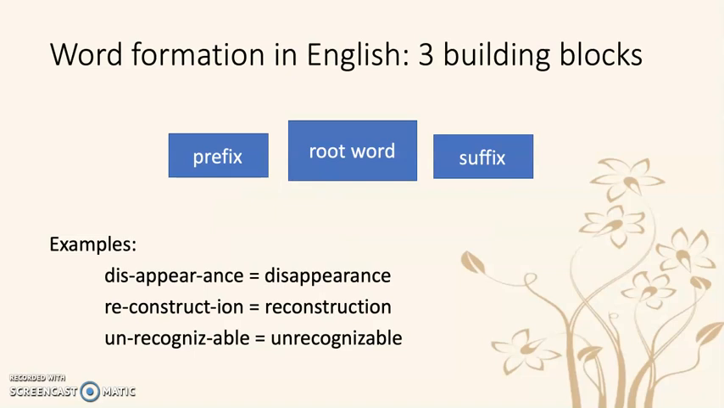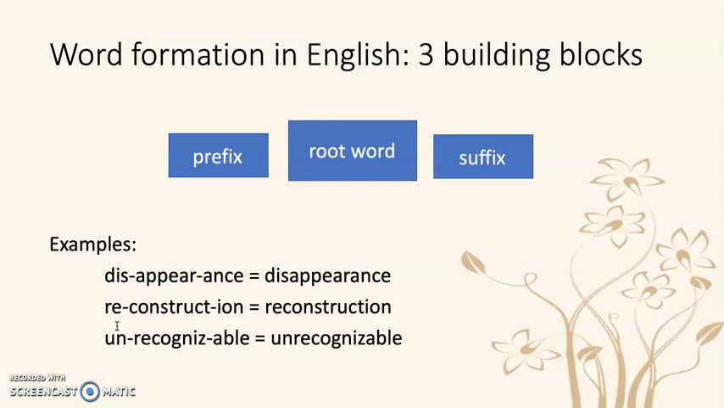Word formation in English generally consists of three building blocks. The prefix comes first, the root word is the main part of the word, and the suffix comes at the end. For example, dis is a prefix, appear is the root word, and ance is the suffix. This is how we get disappearance.